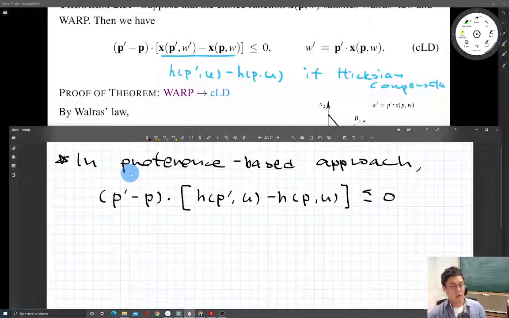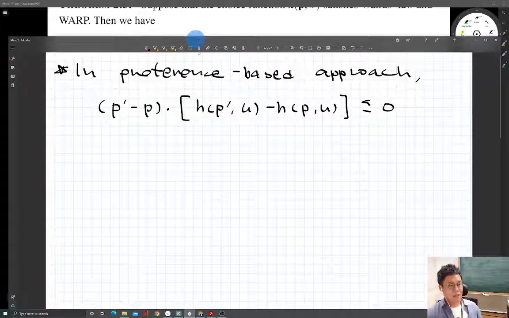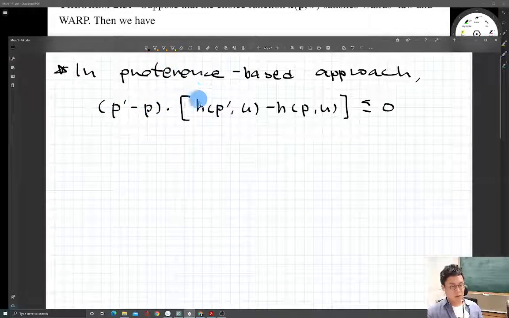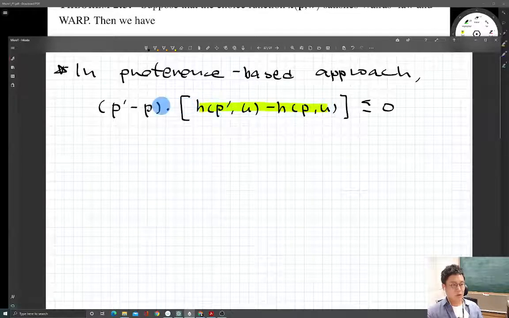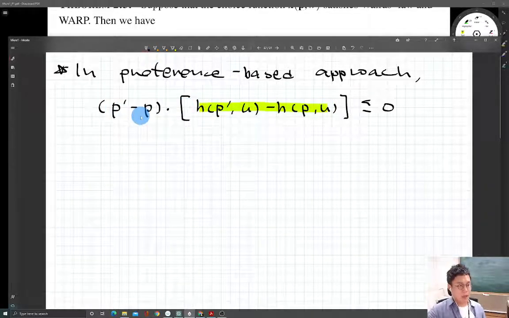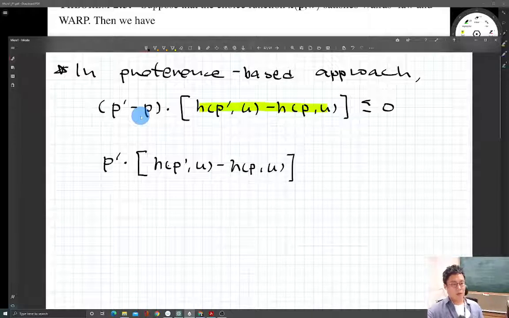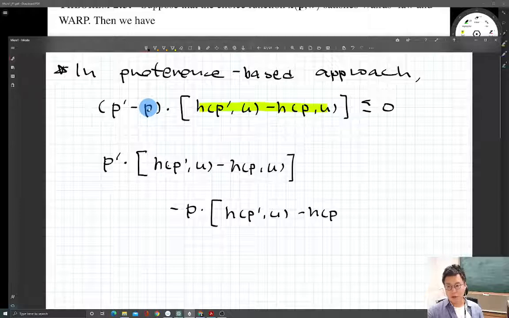Okay, and the way to say this is really simple. That is immediate from the definition of Hicksian demand. Let me distribute the difference between these two to P prime. Now I'm going to obtain P prime dot (H(P prime, U) minus H(P, U)). And distributing the same difference to P, I'm going to obtain minus P dot (H(P prime, U) minus H(P, U)).